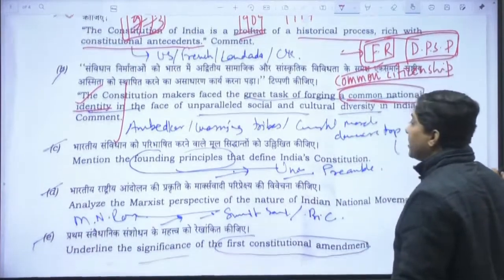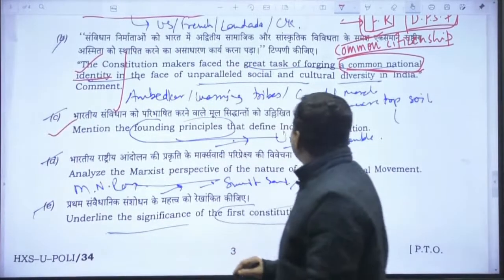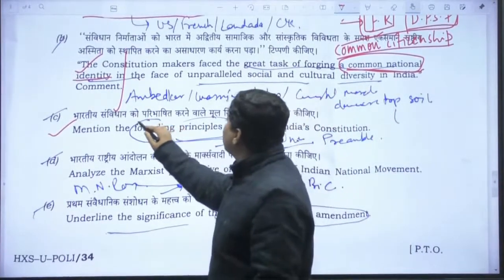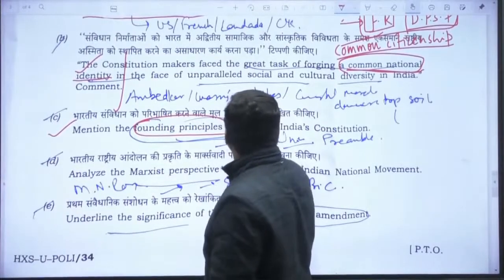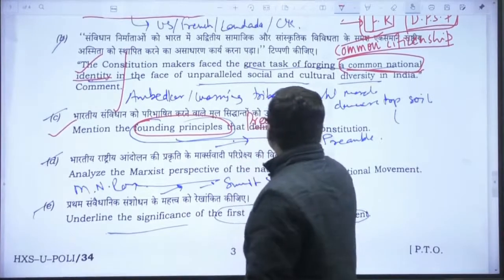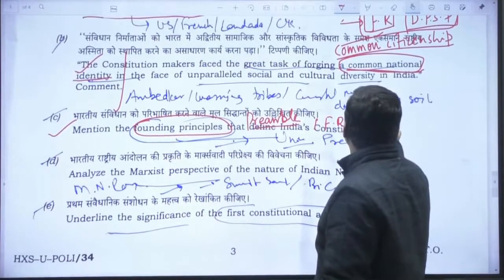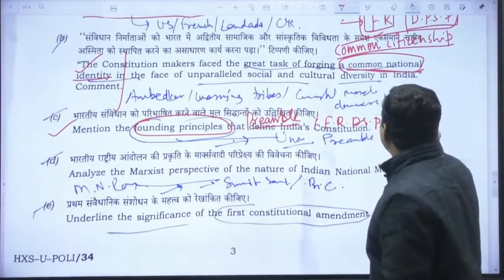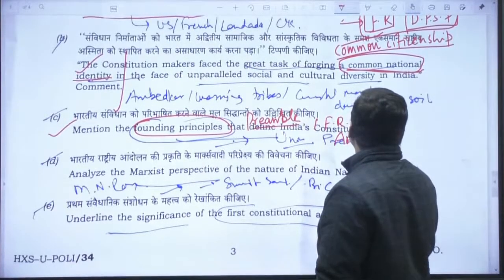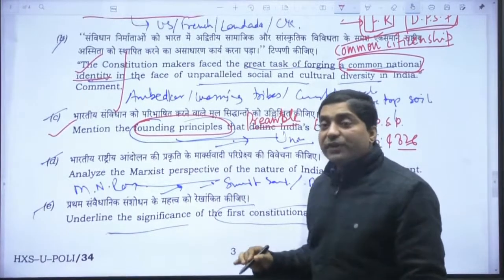Now come to question number 3. Mention the founding principle that defines India's constitution. Here the founding principle you can see from your preamble. So the very preamble, then the founding principle was fundamental rights and DPSP. And you can see the founding principle was Article 325, and 326, which provides universal adult franchise, right?